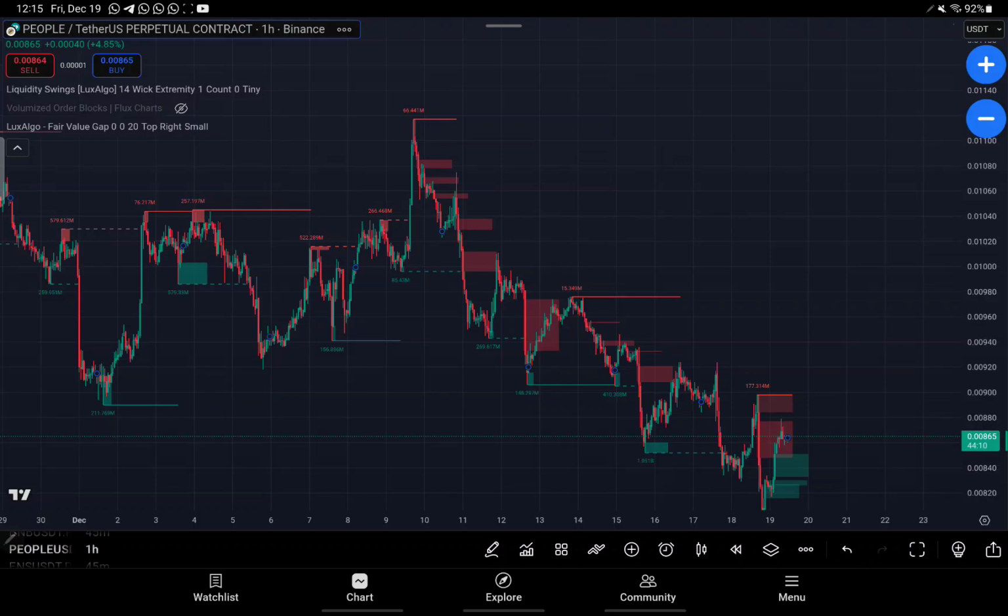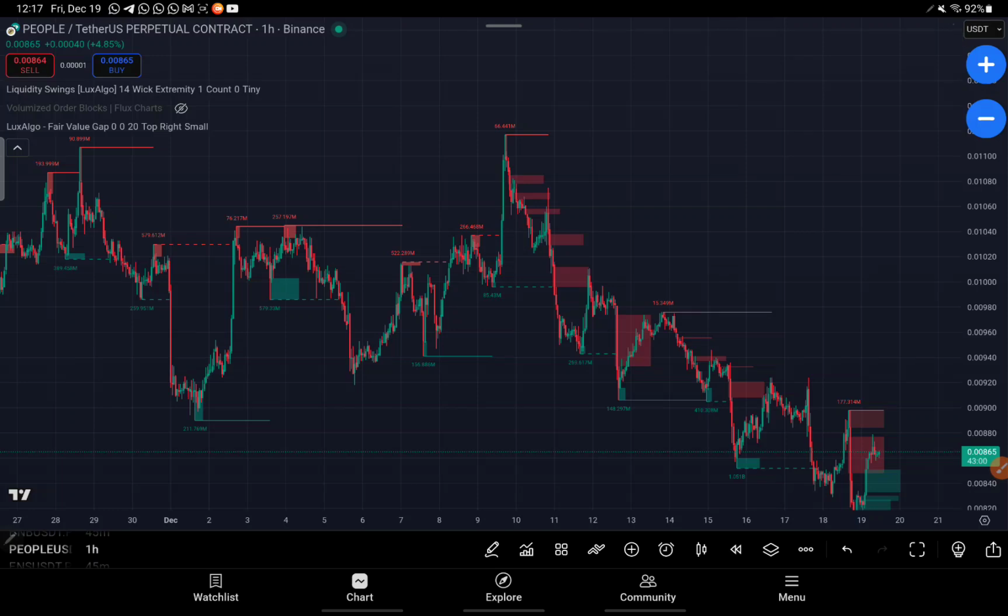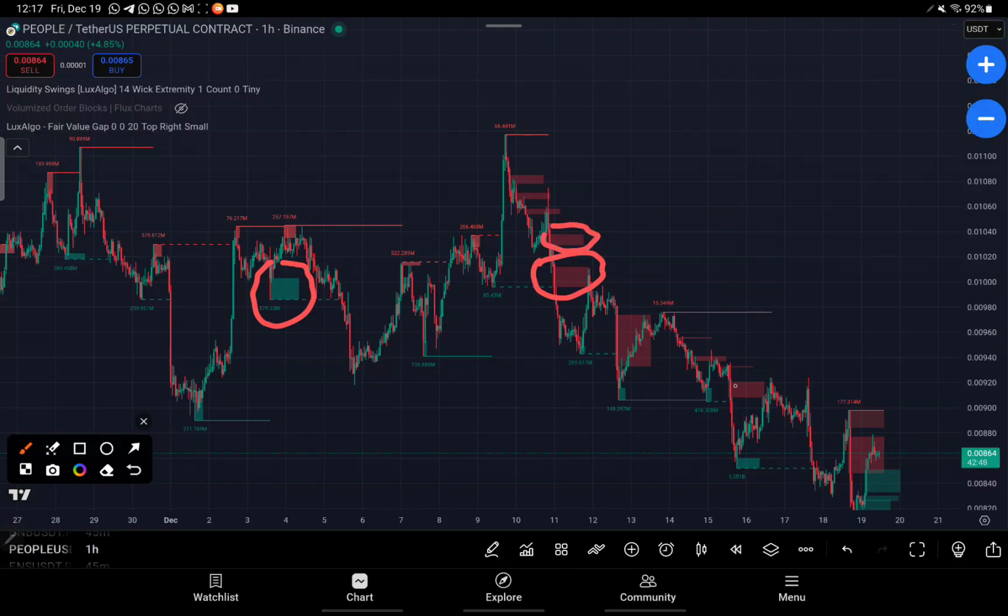Now look at the market, see what the market is doing. I'm going to be pointing something out to you. Let's go into it. You can see these are fair value gaps. These are fair value gaps. Do you understand? These are fair value gaps.